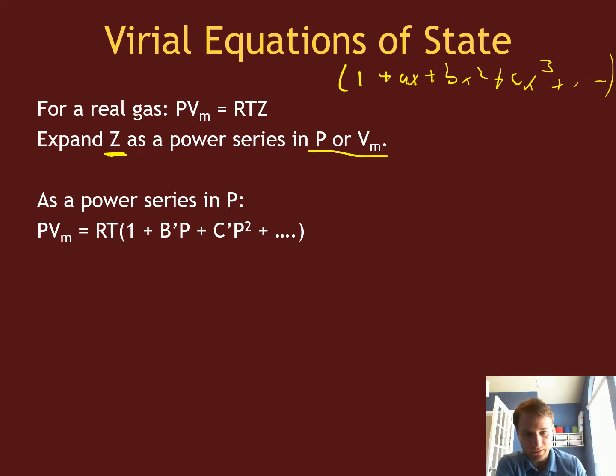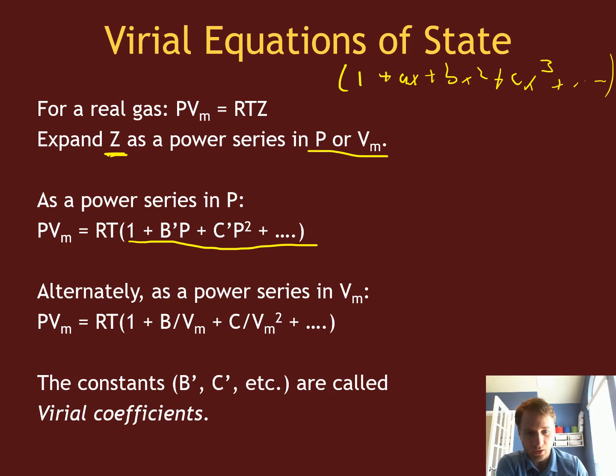So I can write my equation of state for my gas in terms of this power series in terms of pressure. But I can also do it in terms of the molar volume. Notice here that pressure is multiplied by P, while for molar volume we have the inverse of the molar volume: 1 over the molar volume, 1 over the molar volume squared, 1 over the molar volume cubed, and so on.